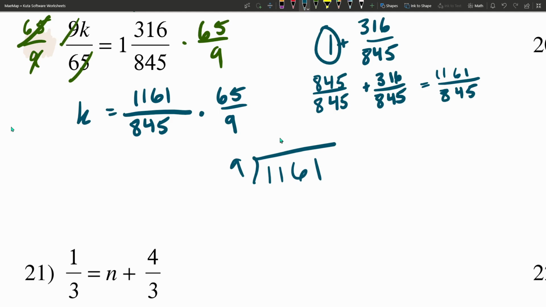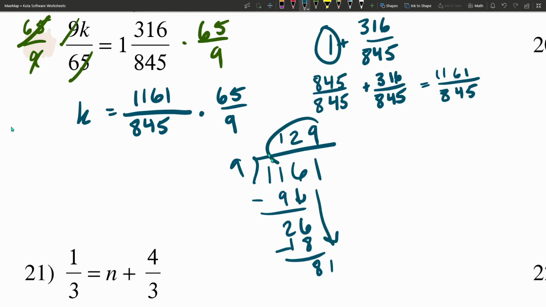9 goes into 11 once. Subtracting that, we'll have a 2. Bring down our 6. 9 goes into 26 2 times. That's 18. Subtract 18. That's going to be 8. Bring down the 1. 9 goes into 81 9 times. So 1,161 over 9 is really 129.